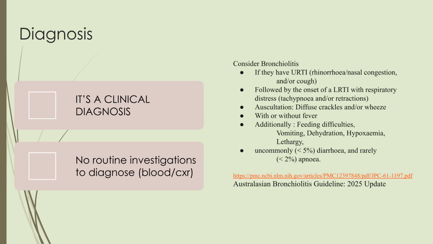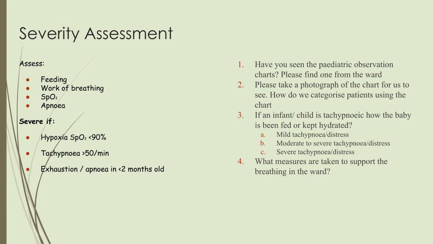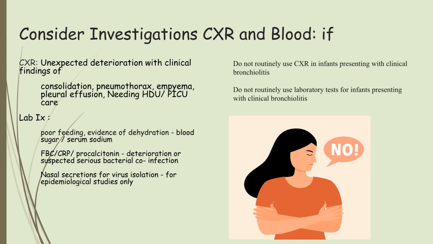Routine investigations like blood tests or chest x-rays are not needed for diagnosis. Severity is assessed by evaluating feeding, work of breathing, oxygen saturation, and apnea. Severe cases are indicated by hypoxia, tachypnea over 50 per minute, or exhaustion and apnea in infants younger than 2 months. Investigations like CXR and blood tests are only necessary if there is unexpected deterioration with clinical signs like consolidation or pneumothorax, or if blood work is needed due to poor feeding or suspected co-infection.